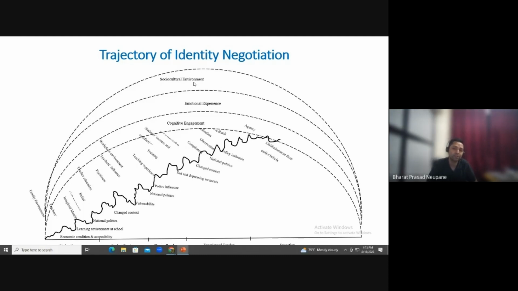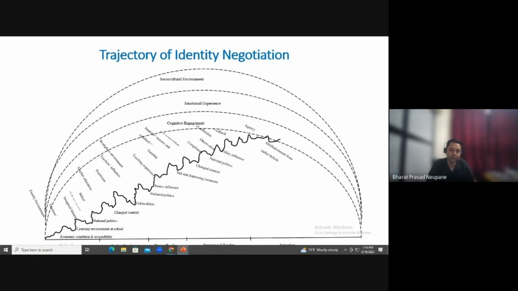That's why I have put these dotted marks over here. You can see these dotted lines over here. That means there is mutual influence among environment, experience, and emotional experiences. Environment influences emotional experience, and emotion influences environment. Emotion influences cognition, and cognition influences emotion. Or cognition influences environment, and environment influences cognition. Right? So there is mutual influence of these three roots of professional development, right?